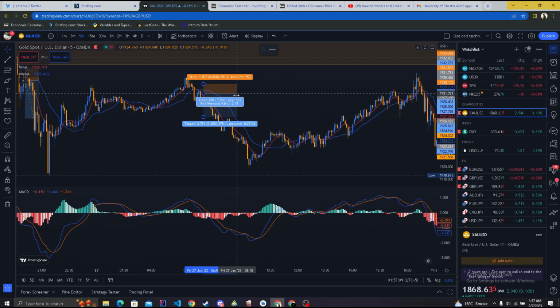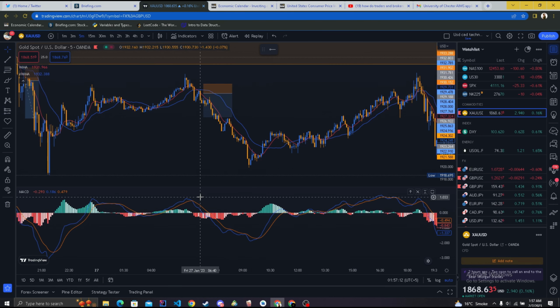Now keep in mind that you'll have to first see the MACD indicator. When it crosses, for a bearish one, the blue line must cross the red line, and the second confluence, the red moving average should cross the blue moving average from top to bottom.